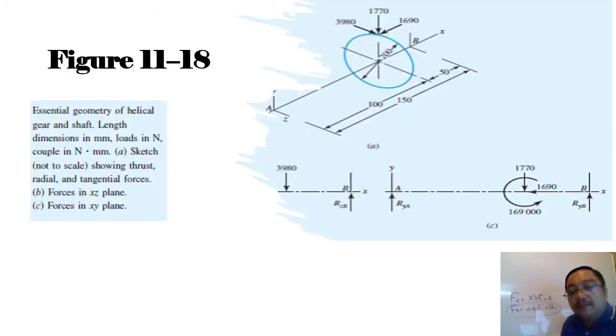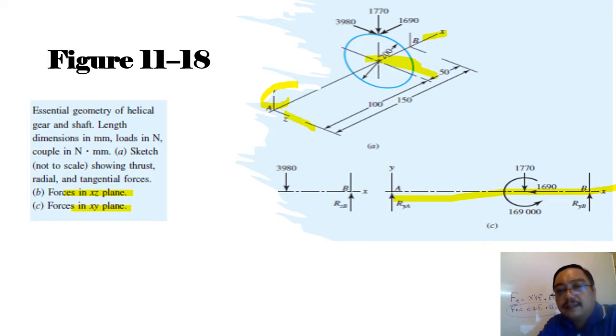We see the figure given is figure 11.18, the external essential geometry of helical gear and shaft length dimension in millimeter, loads given. You can read all this. Forces in the xy plane and forces in the xz plane. You see here, this is the xy plane, and this is also the xy plane. This is the xz plane. The x and z plane is three dimensional, so you try your best to imagine it.